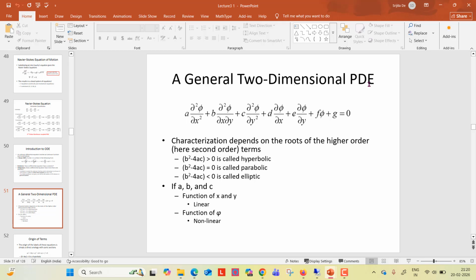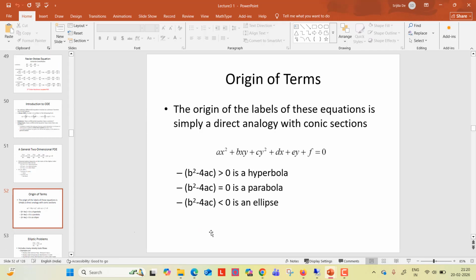So when b square minus 4ac is greater than 0, it is called the hyperbolic part. When b square minus 4ac equals 0, it is the parabolic part, and when b square minus 4ac is less than 0, it is the elliptic part, right? If a, b and c are functions of x and y, this is called the linear case. If they are functions of phi, then this is the non-linear case. So from this you can understand how it is changing.